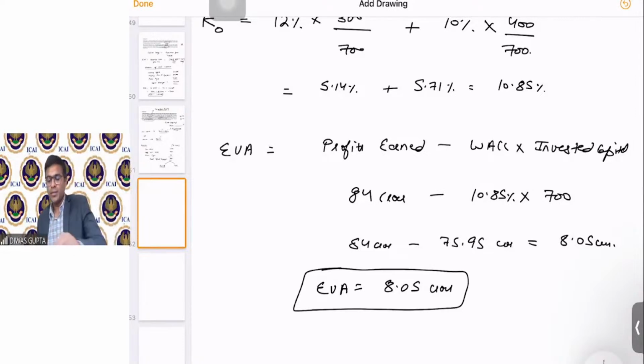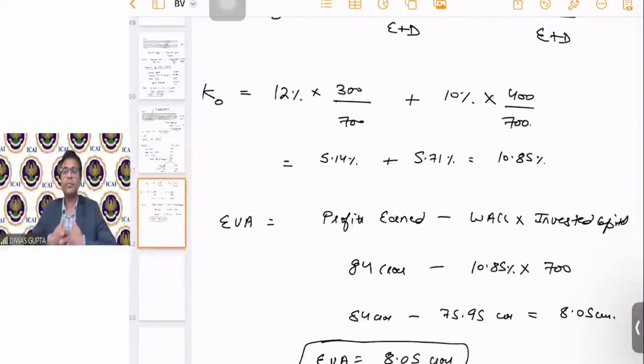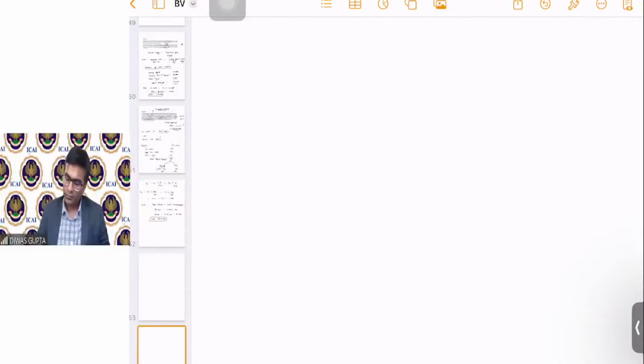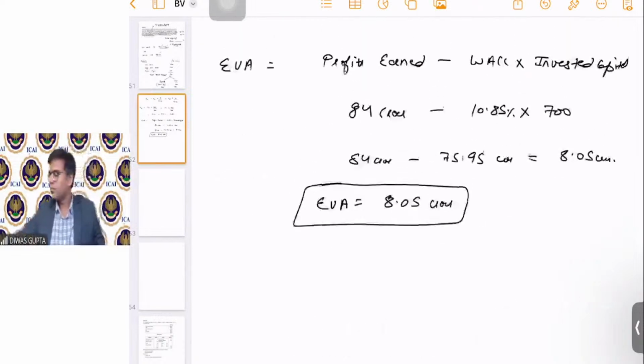Clear, students? I hope the understanding is clear. And in case of different scenarios, we are also able to make it out. How do we need to adjust, right?